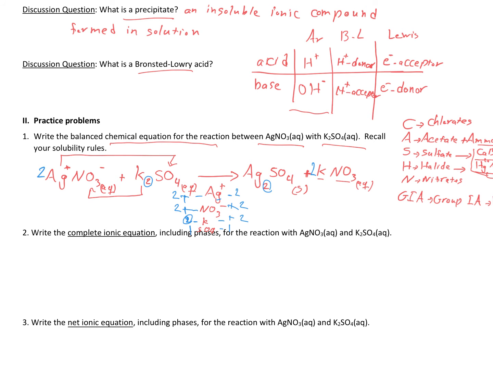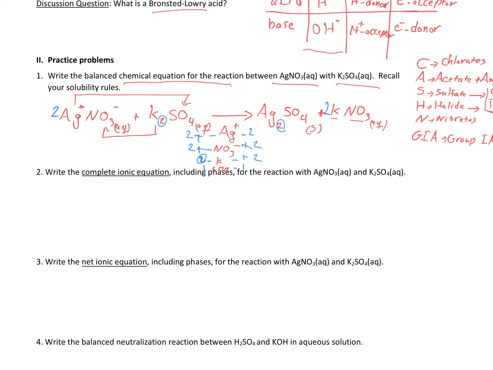The next question asks for a complete ionic equation for the same reaction. We already have a balanced molecular chemical equation, and we talked about this in the lecture notes. To write a complete ionic equation, we separate anything that is soluble. Anything that is aqueous, we write in ionic form, and anything that is a solid, liquid, or gas, we just keep as it is.